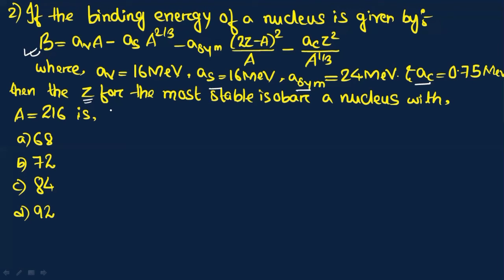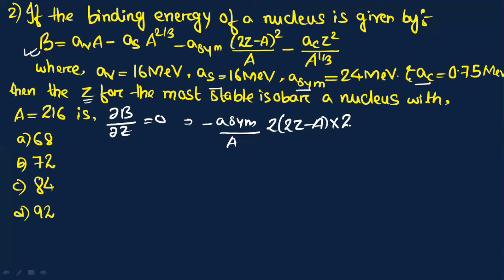So for the most stable isobar, we know that del B by del Z is equals to 0, right? Again, you will see that the first two terms are constant. So you have to differentiate only the last two terms. So this on differentiation will give you what? Minus asymmetric by A. This is a constant term. 2Z minus A. So it will give you what? 2Z minus A. Again on differentiation you will have only 2. Okay. Minus AC by A to the power 1 by 3 is also constant. Right. This will give you, Z square will give you on differentiation 2Z. So this is equals to what? 0.